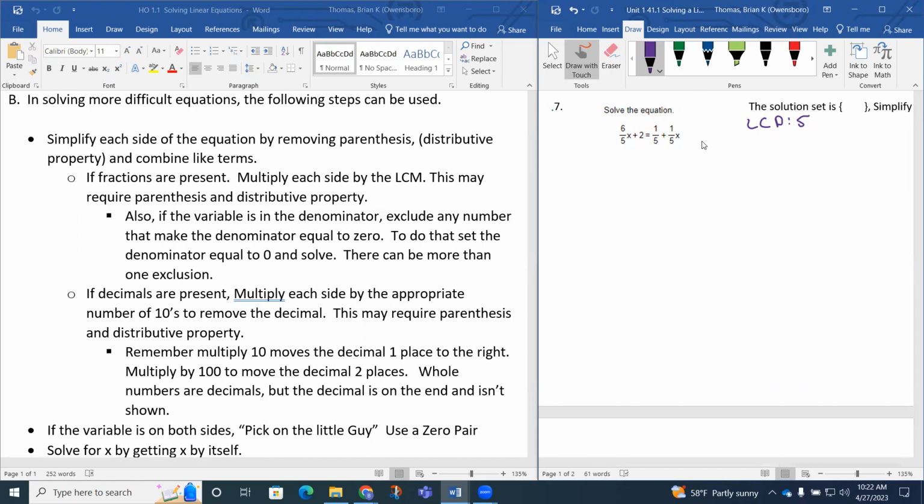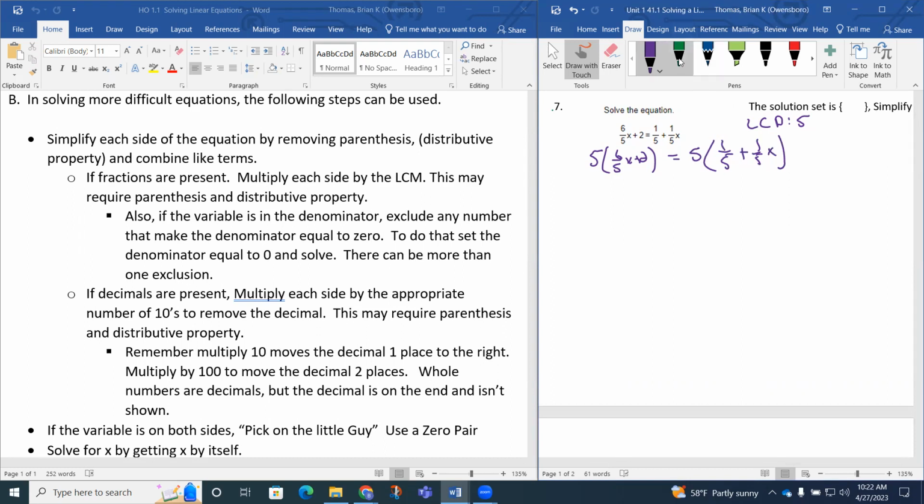So what we want to do is multiply each side by 5. This is going to allow us to eliminate fractions. So I'm going to put a 5 over here, and then in parentheses, I'm going to put the 6/5 x plus 2. Now on the right-hand side, I'm going to put a 5 out in front, and then I'm going to bring down this 1/5 plus this 1/5 x, close parentheses there.